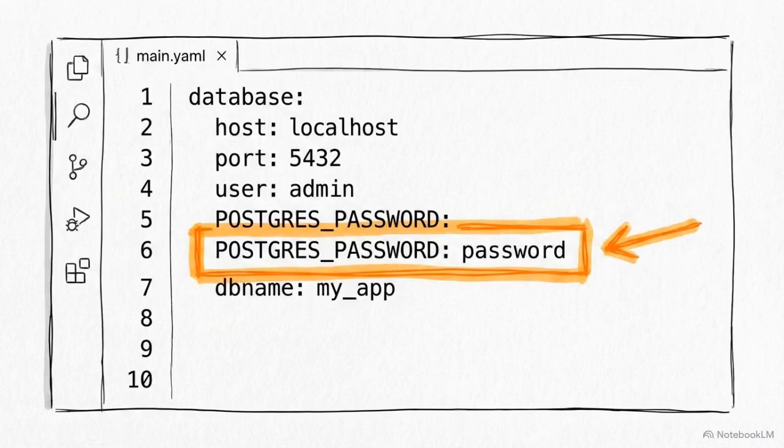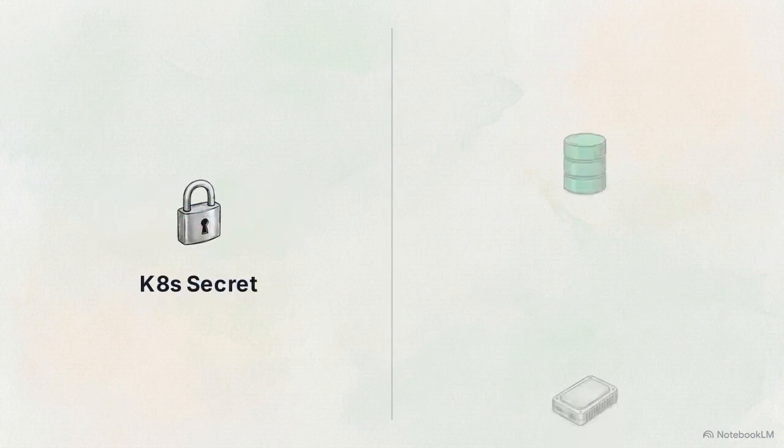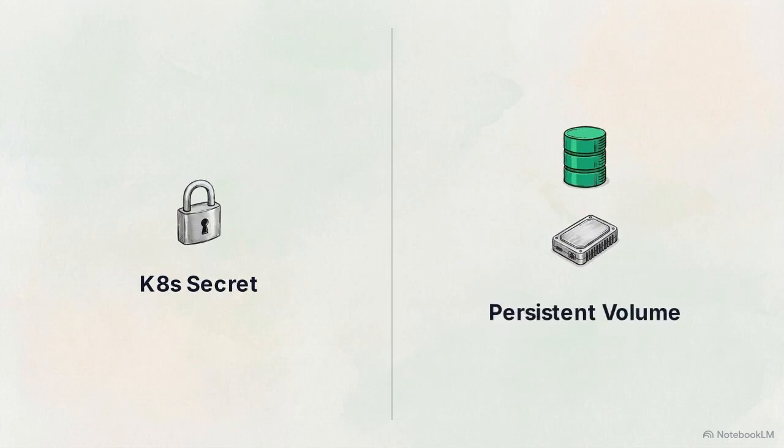While the architecture is functional, one security gap remains. The database password is currently stored as plain text within our YAML file. To reach true production-grade readiness, the next step is to replace these hard-coded values with Kubernetes secrets and implement persistent volumes to ensure your data survives beyond the life of a single pod.